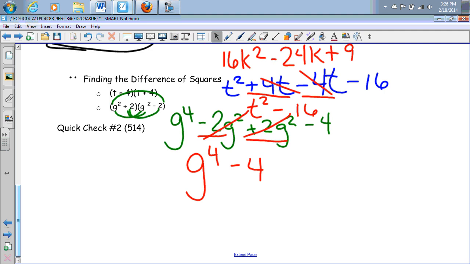Maybe you're seeing a pattern develop. Maybe doing the quick check number 2 on page 514 will help with that. And that concludes our polynomial videos.